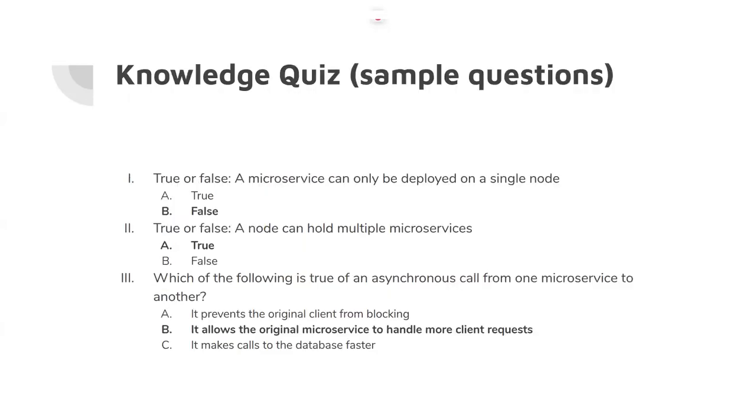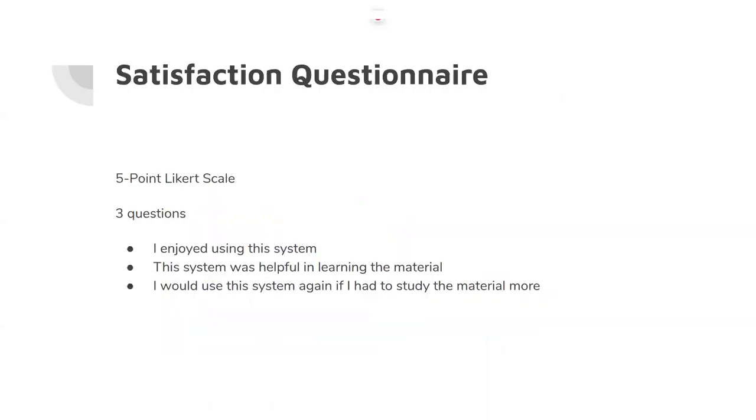So for the knowledge quiz, here are a few sample questions. The first 2 questions are related to the relationship between microservices and nodes and how they interact and can be deployed. And then the third question is about the interaction between them, talking about the different kinds of calls, asynchronous or synchronous, between microservices. And then we get to the satisfaction questionnaire.